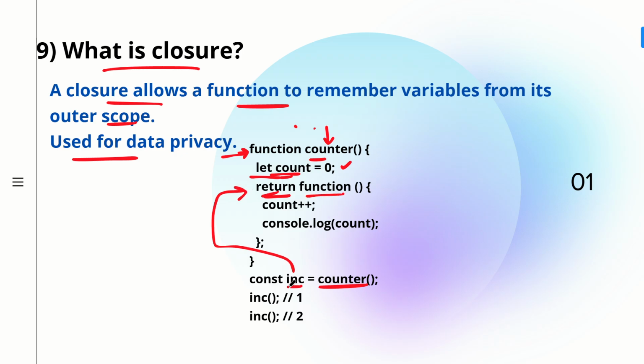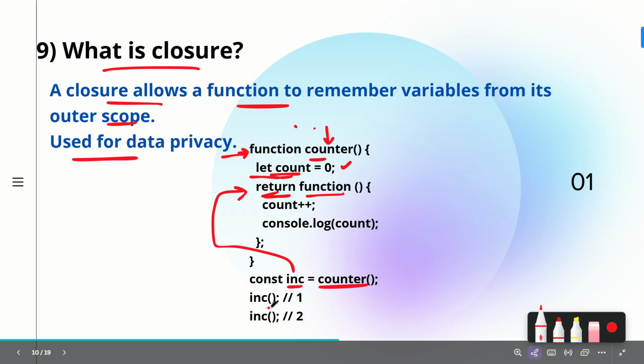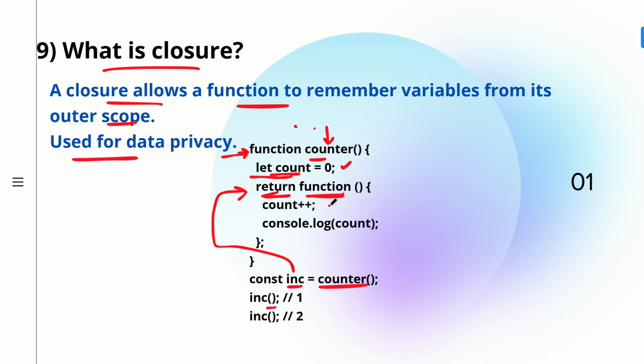Now again you have to call inc because it is a function, right? So you'll have to execute it. You are executing the function, and now this code should be executed. But what is count++ here? What is count? In this scope we don't have anything called count, right? Do we see anything called count here in this scope? No, we don't have anything called count.